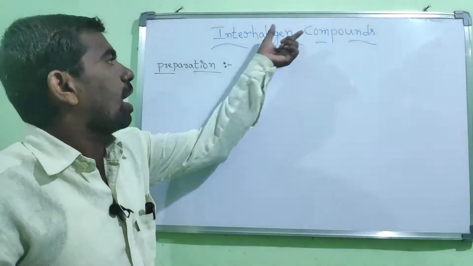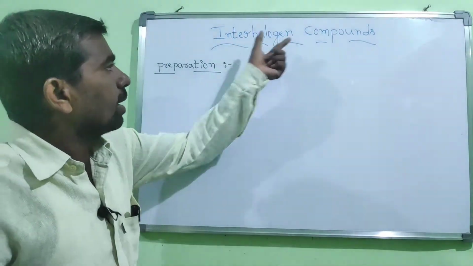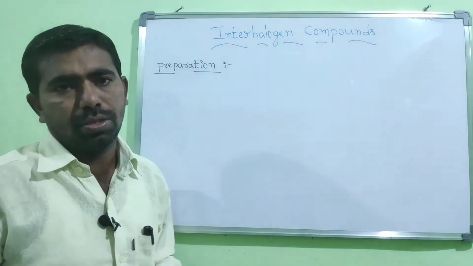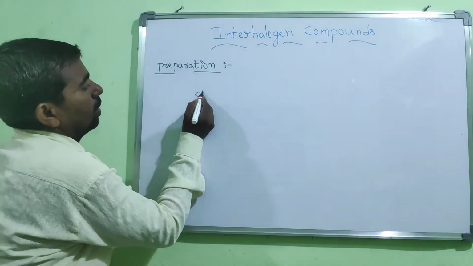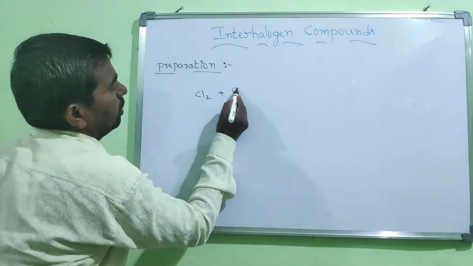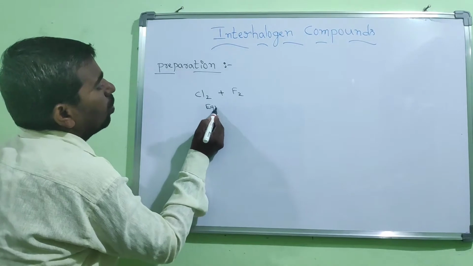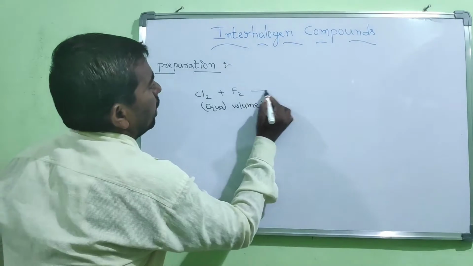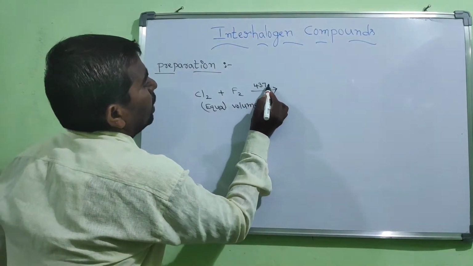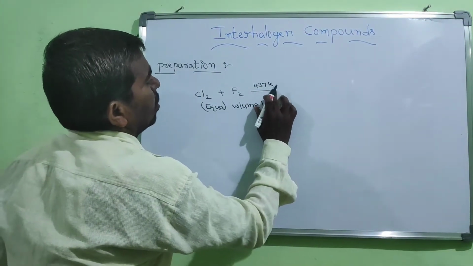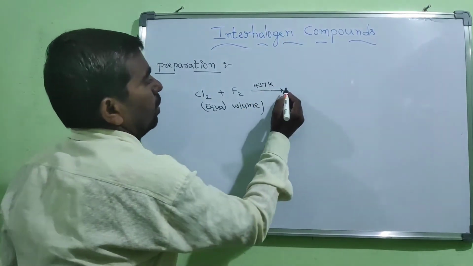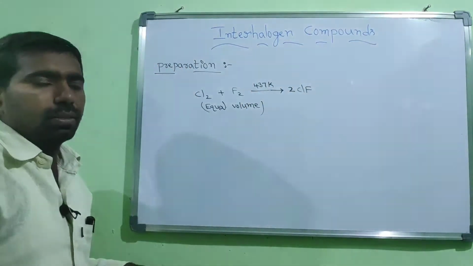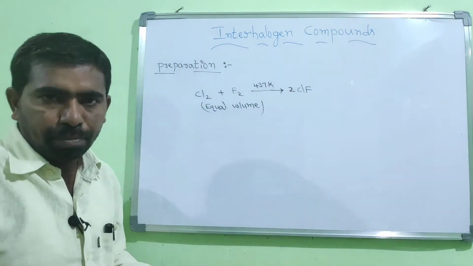Now the preparation of interhalogen compounds. The interhalogen compounds can be prepared by the direct combination of halogens. So for example, Cl2, a chlorine molecule, I have taken, and F2. These two are taken in equal volume and provided a certain temperature, 437 kelvins, giving 2ClF. Chlorine fluoride, one of the interhalogen compounds, is obtained.